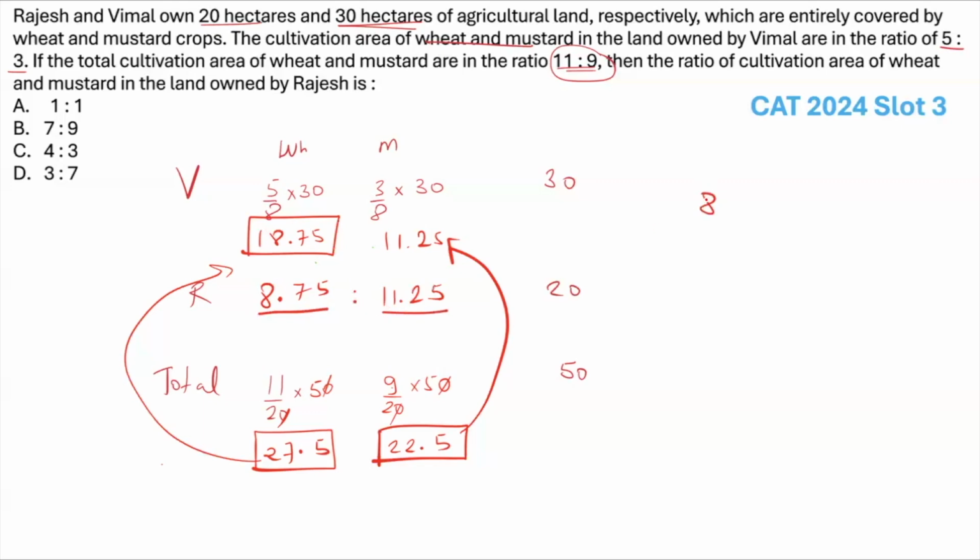This ratio is basically 875 upon 1125. I think we can cancel out 25 above and below. 875, if I divide by 25, I'm going to get 35. And 1125 divided by 25 will be 45. Again, cancelling out 5, this basically gives me 7 by 9, or the ratio of wheat and mustard cultivation in the land owned by Rajesh is 7:9, the B option.